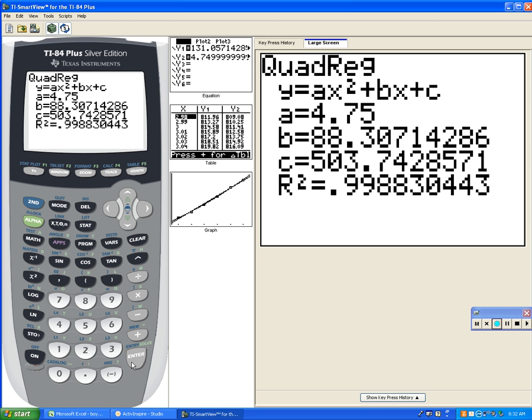Because you don't have the new operating system, you have to get the Y1 and Y2 the long way. Would you like me to show you what that is?